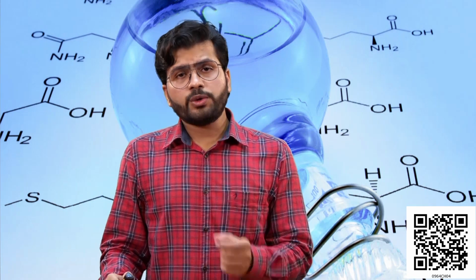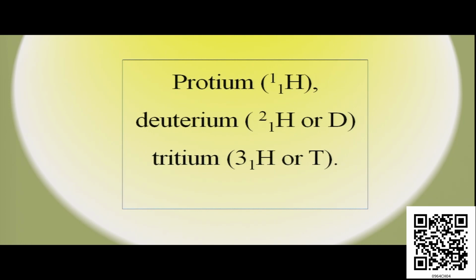For example, if you look at the hydrogen element, hydrogen has 3 different isotopes: protium, deuterium and tritium. In all the 3 cases, the number of protons is the same, that is 1. But the number of neutrons is different in the 3 cases. In protium, there is no neutron. Deuterium contains 1 proton and 1 neutron, that is why its mass number is 2. Tritium contains 1 proton and 2 neutrons, for which the mass number becomes 3.